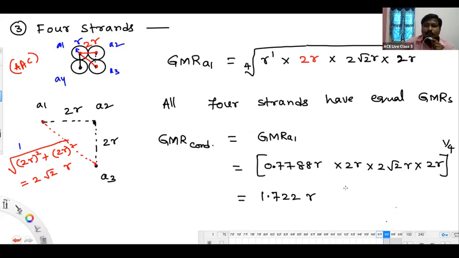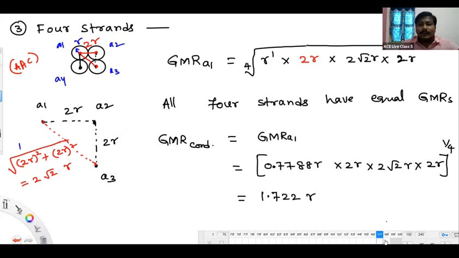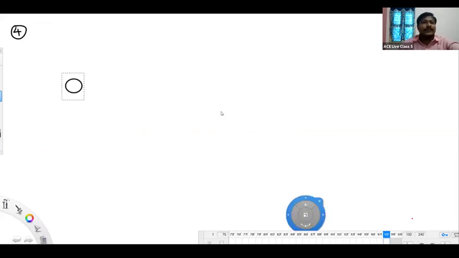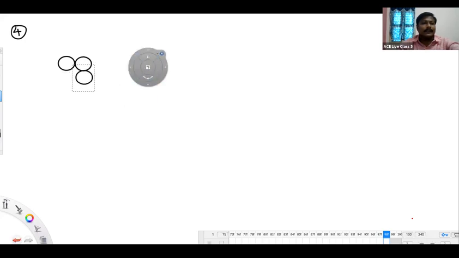Yeah. So let's move to the next question. I will show some change in that 4th one. I have 4 strands now, 4 strands touching together. Maybe I'll draw it again. These are strand 1, A1, and it is A2. So this is A3, and strand A4.